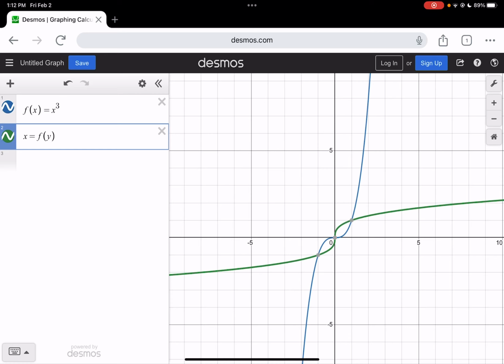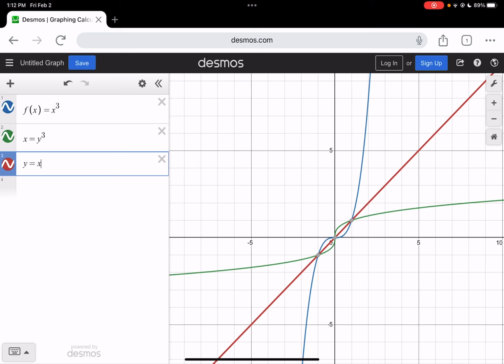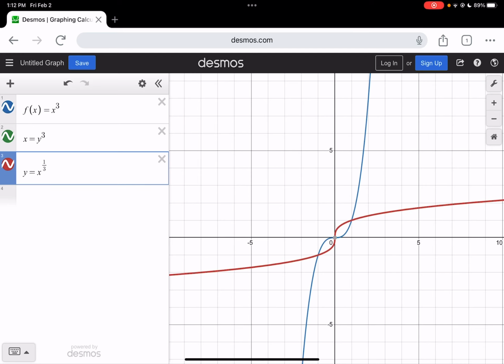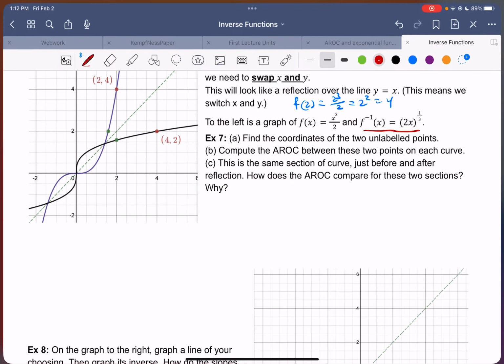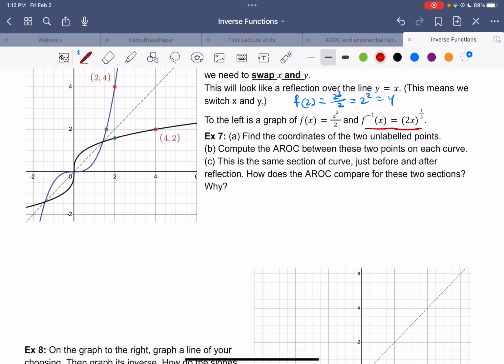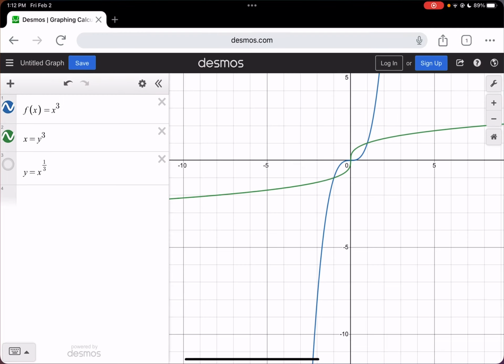So what this curve is saying is x is equal to y cubed. If you solve for y, you'd have y equals the cube root of x. And that is why they all line up. Anyway, let's hop back over here. You can play a little bit with that in Desmos. In fact, let's play a little bit more. I'll just show you one more thing.